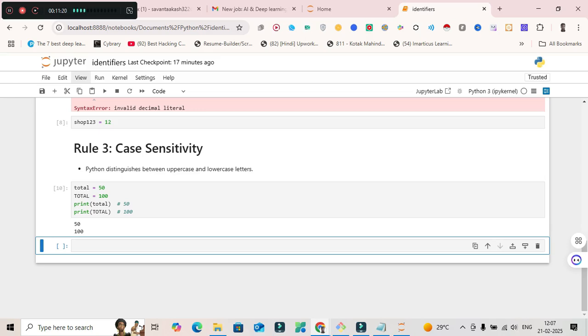So for rule number 4, we'll try to understand special naming conventions. It is out of scope of this particular video, but I will try my level best to explain. This will come at the last when we dive into object oriented concepts. In this video we will only touch on rule number 4, and all the details we will discuss in the OOPS concept, object oriented programming.